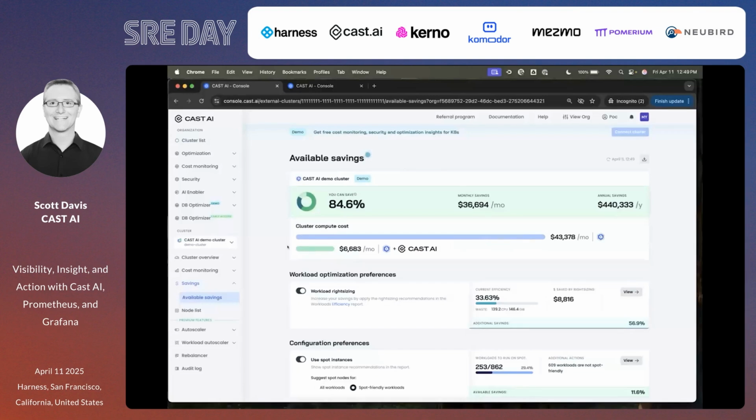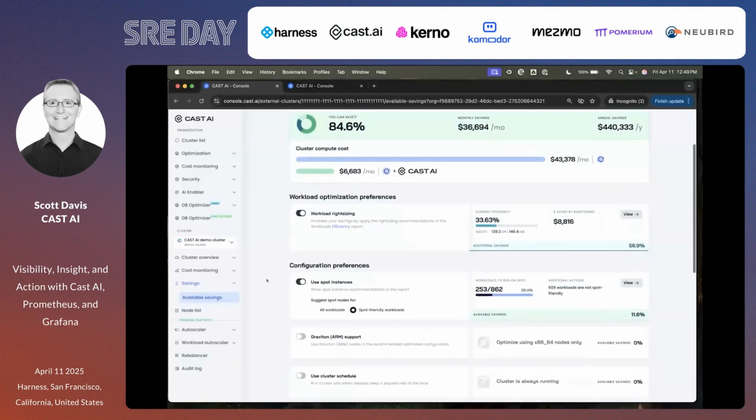And what that means is, by installing the agent within your Kubernetes environment, I can see how much I can actually save you. So without Cast AI, it's $43,000 a month. With Cast AI, we can get that down to about $7,000 a month. And you can actually do some what-if scenarios around that.